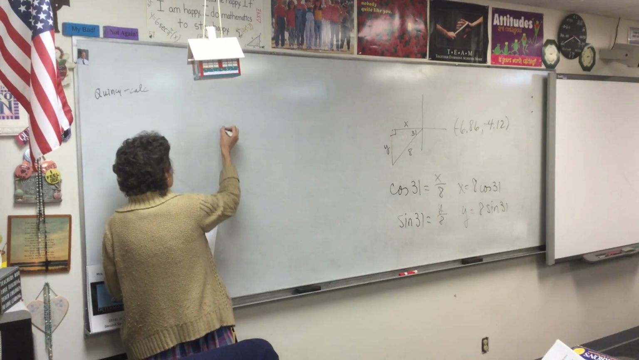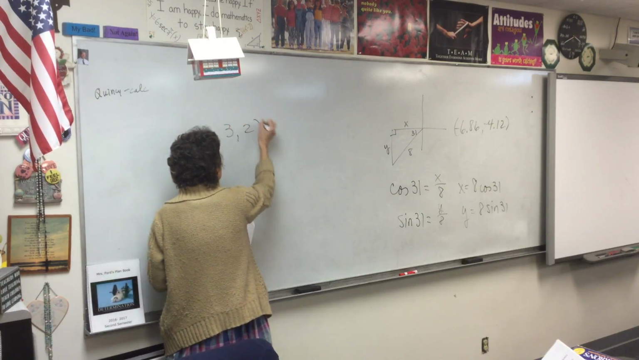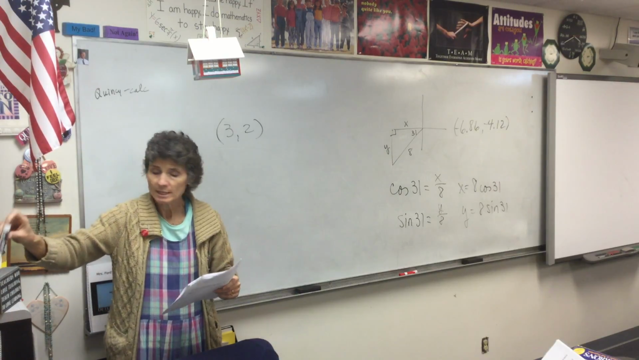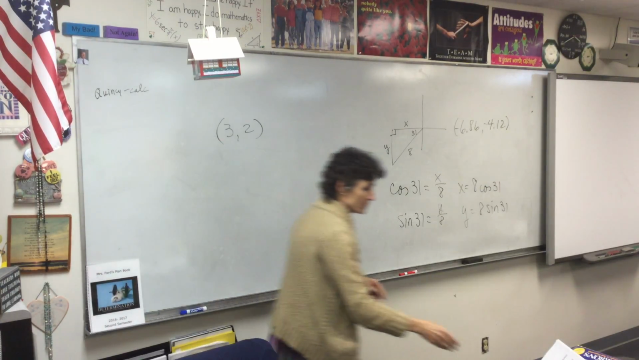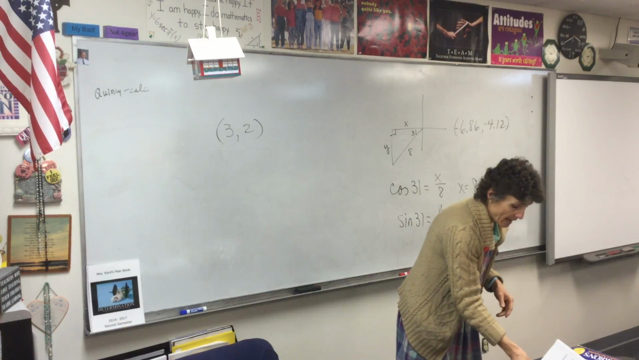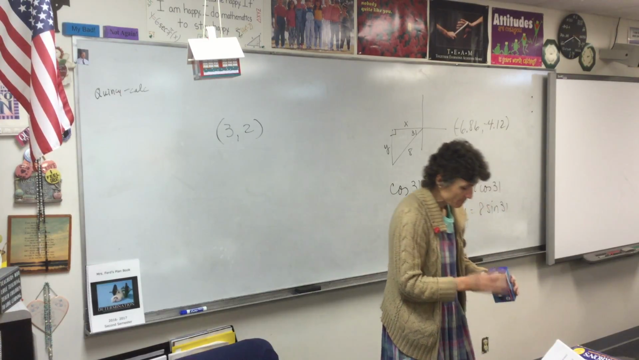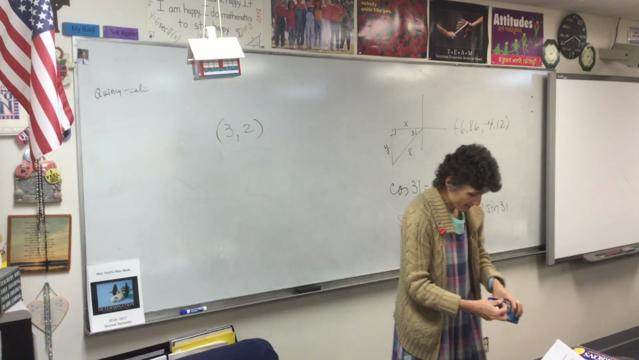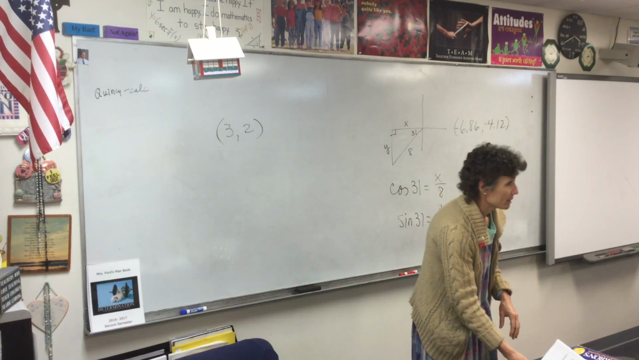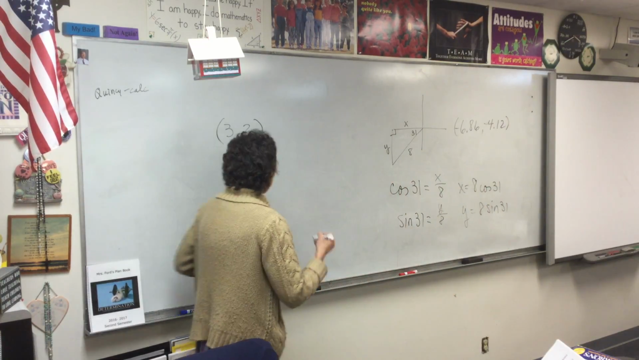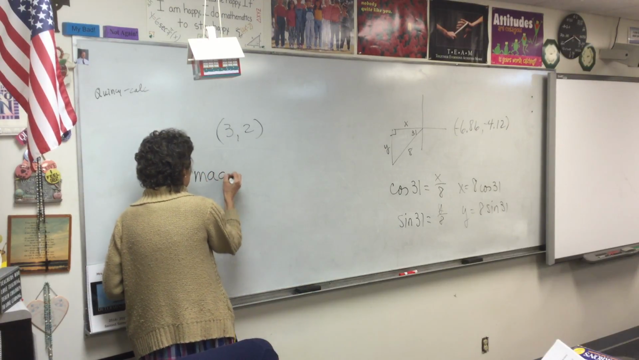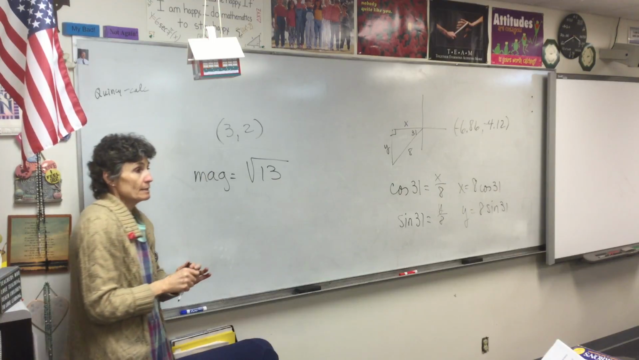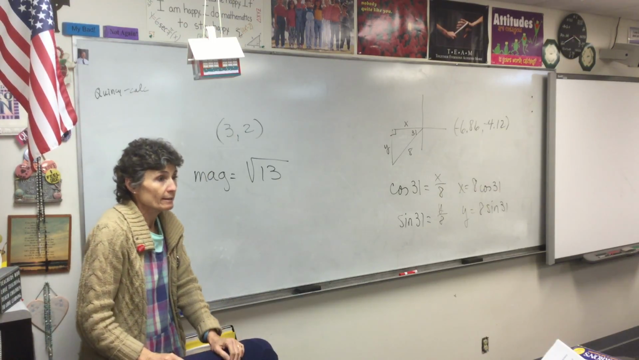All right, we have a vector of (3, 2), and we want to find the magnitude and direction angle for this vector. Now, you guys, what does magnitude mean? Length. Do we know how to find that? Yes, we do. The magnitude of the vector is going to be the square root of 13. Now I'm using a little trick.